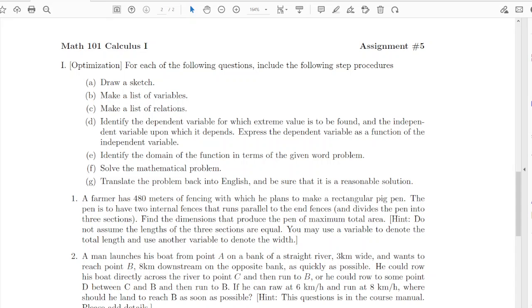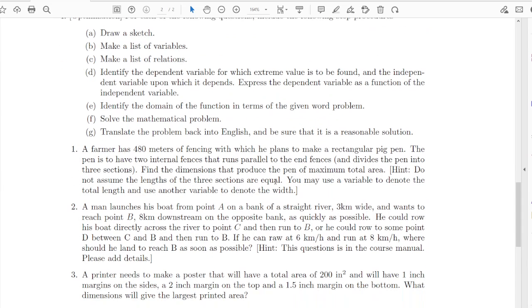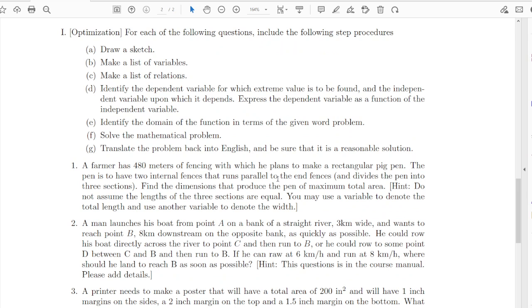Hi, this is the tutorial for assignment 5. I'll make some comments on the questions on optimization problems. Now question 1. So read question 1 first. For all the questions, we need to follow the step procedures listed in here, step A through step G.